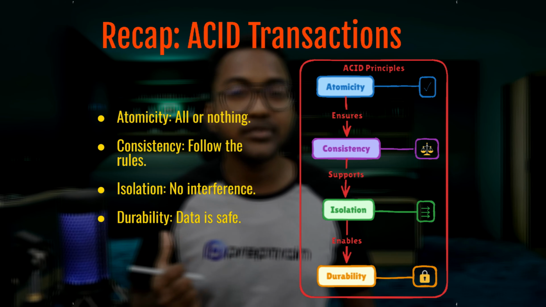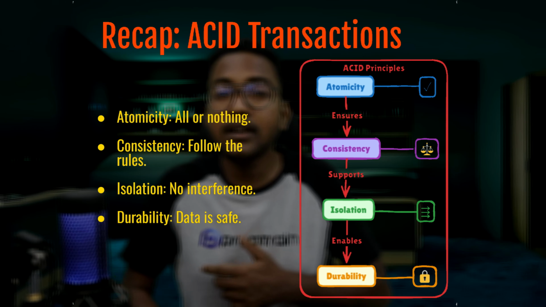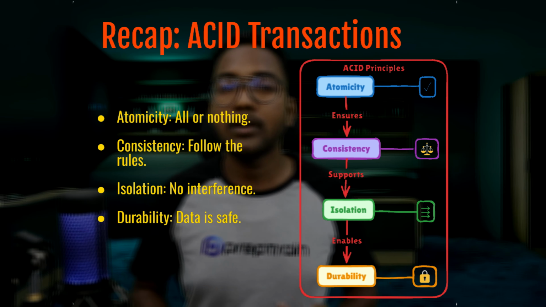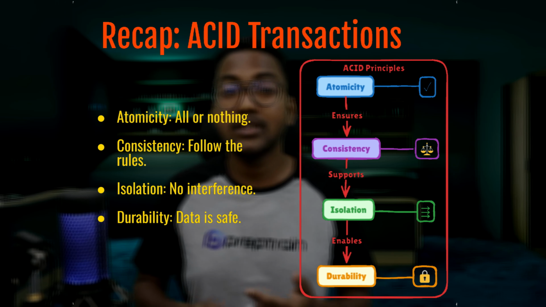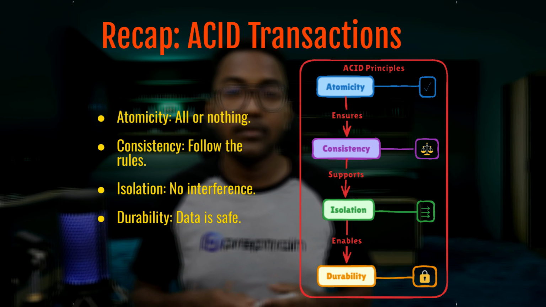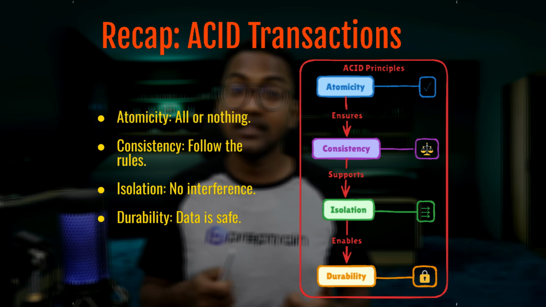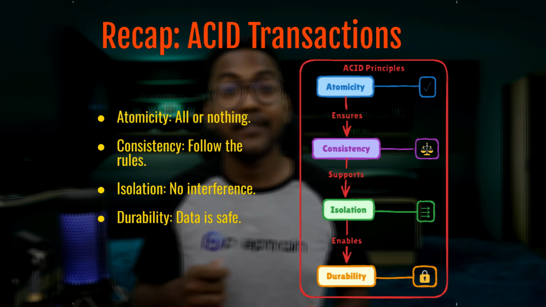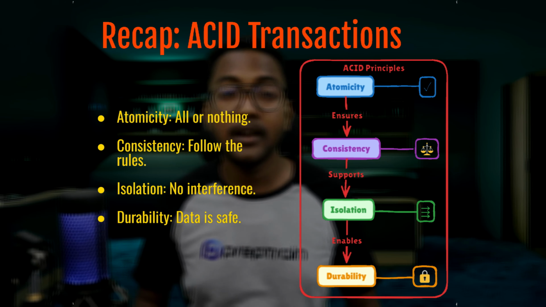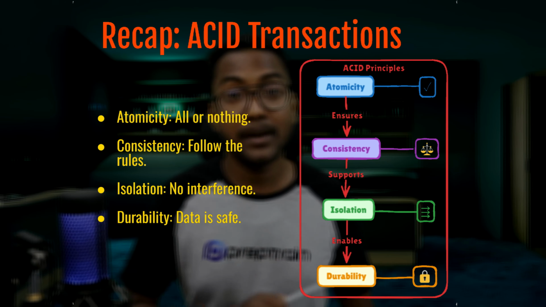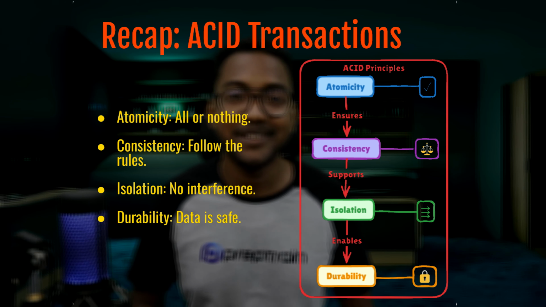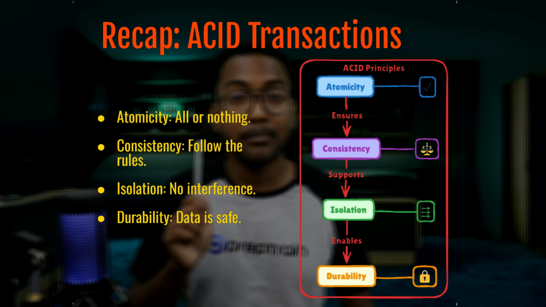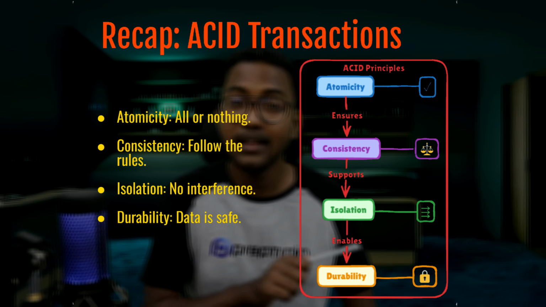Then we talked about isolation. Isolation ensures that even if multiple transactions are happening at the same time, they don't interfere with each other. This is especially important in systems where multiple users are interacting with the database simultaneously. Remember the example of two customers trying to buy the last item in the stock. So isolation makes sure that only one transaction affects the inventory at a time. And finally, durability. Once a transaction is completed, durability guarantees that the data is saved permanently, even if the system crashes right after. So durability ensures that your data is safe and won't disappear, giving you peace of mind that once a transaction is committed, it's here to stay.